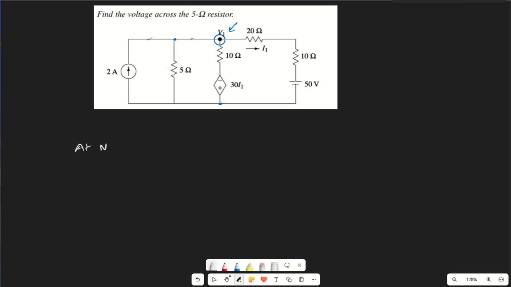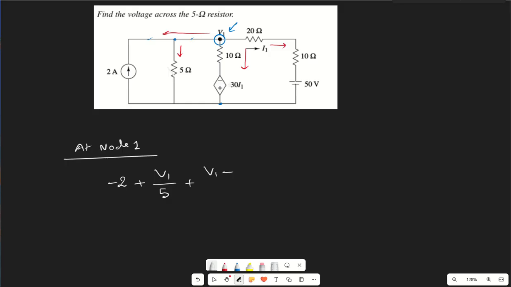So at node 1, we have this is one current, this is another current, this is the third current, this is the fourth current. So we should have 4 values. First one is moving in the outward direction, but we have current in the opposite direction, so it will be minus 2, because the current value is already given, so we do not have to write down any voltage or ratio. Then next one will be plus V1 divided by 5.